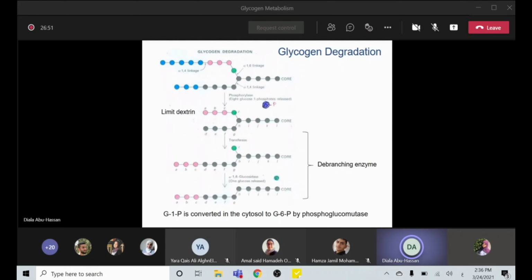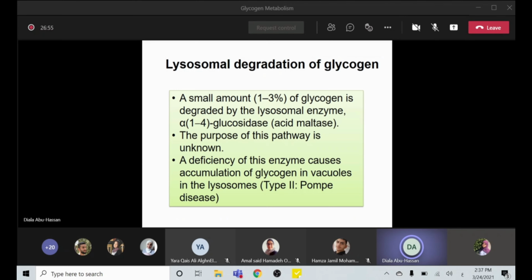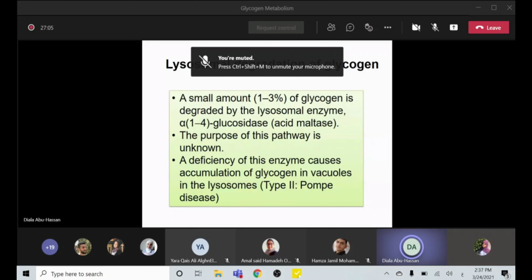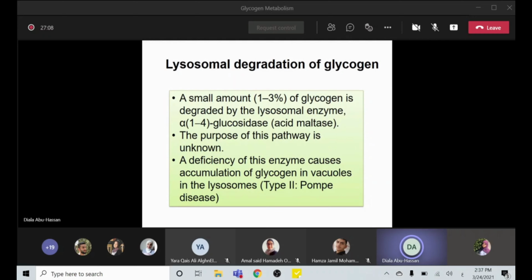Okay. There is a minor pathway in which glycogen can be degraded inside the lysosomes of the cells, and probably you've discussed this in the cell biology course, I'm not sure. This small amount constitutes only like 1 to 3% of the glycogen that is present. The enzyme present inside the lysosome is called alpha-1,4-glucosidase. Okay, alpha-1,4, not alpha-1,6 as we see in the debranching enzyme. This alpha-1,4-glucosidase breaks the alpha-1,4 linkages and produces glucose residues. But the purpose of this pathway is unknown. It's not the one that provides this glucose for energy or for maintenance of blood sugar.